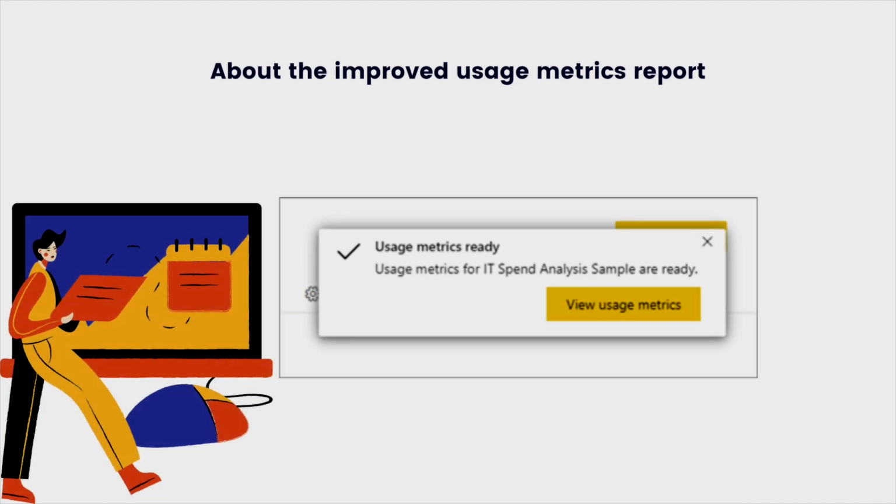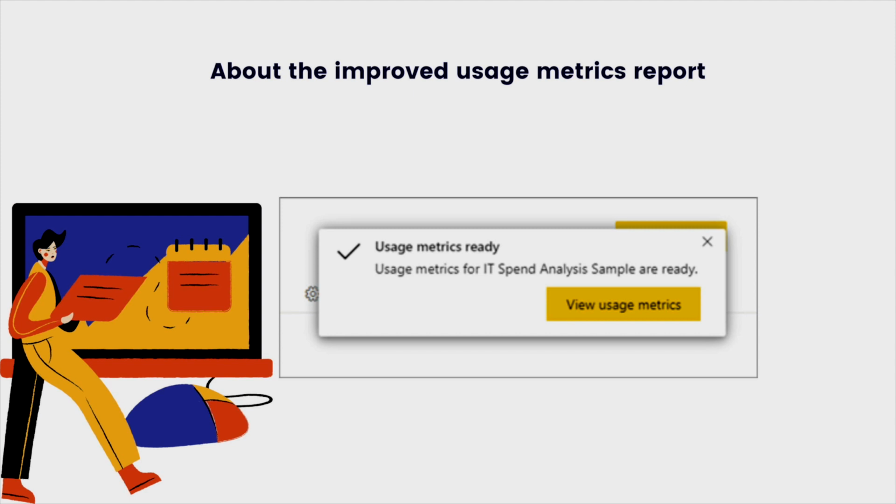Now we are going to talk about the improved usage metrics report. When you display this improved usage metrics report, Power BI generates a pre-built report. It contains usage metrics for that content of the last 30 days. The report looks similar to the Power BI reports you are already familiar with. You can slice based on how your end users received access, whether they accessed via the web or mobile app, and so on. It updates every day with the new data.